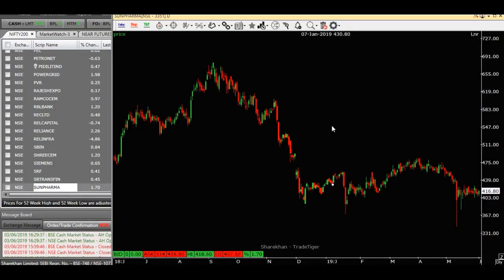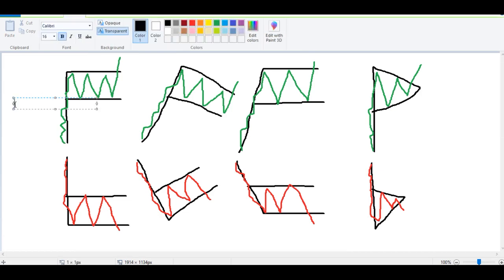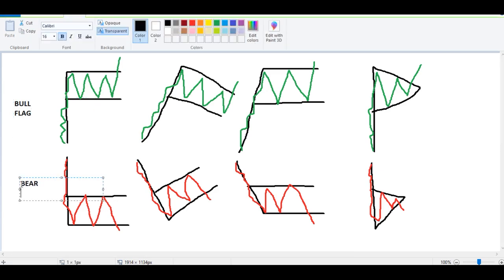Alright, welcome back guys. So now we're going to be covering what is known as the flag pattern. A flag pattern is nothing but a trend continuation pattern. As you can see here, I've drawn multiple ways a flag pattern can look. So we have two types of flags. One is known as a bull flag and the other one is a bear flag.